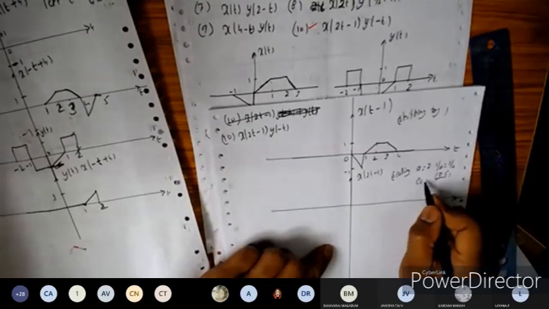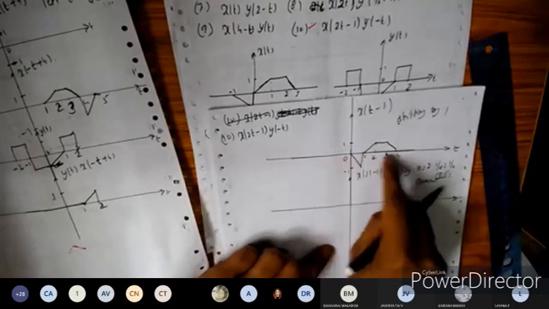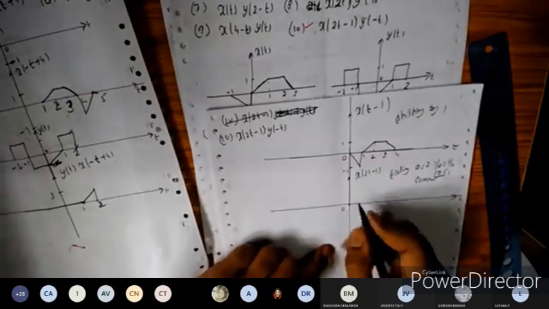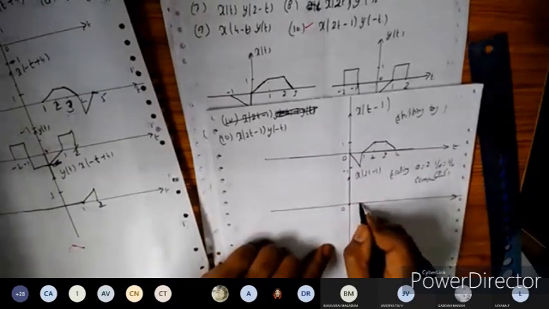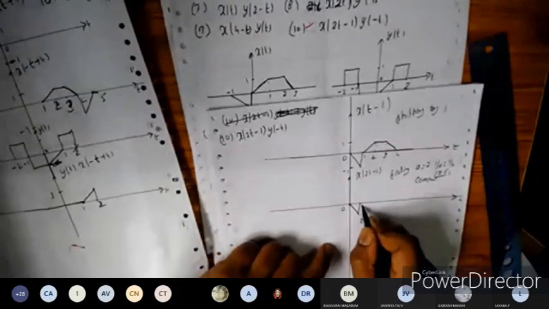So the signal will be getting compressed here. So multiply 0.5 to all the time indices here. Okay. So 0 multiplied by 0.5 will be 0. 1 multiplied by 0.5 will be 0.5 here. So the waveform will be like this. We'll get here. So this is the time index 0.5.